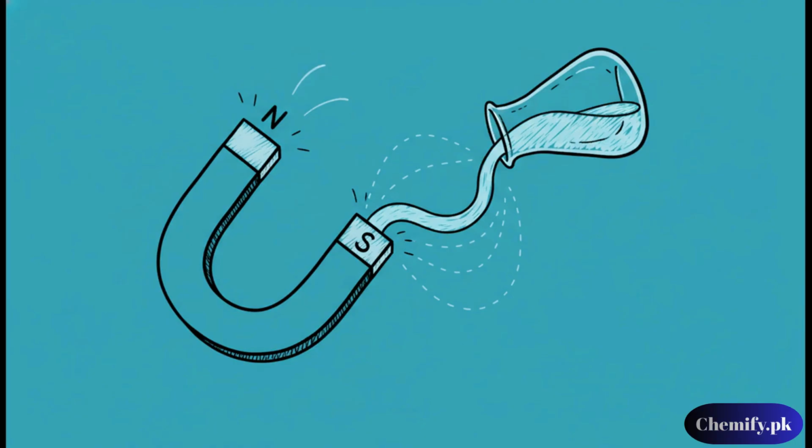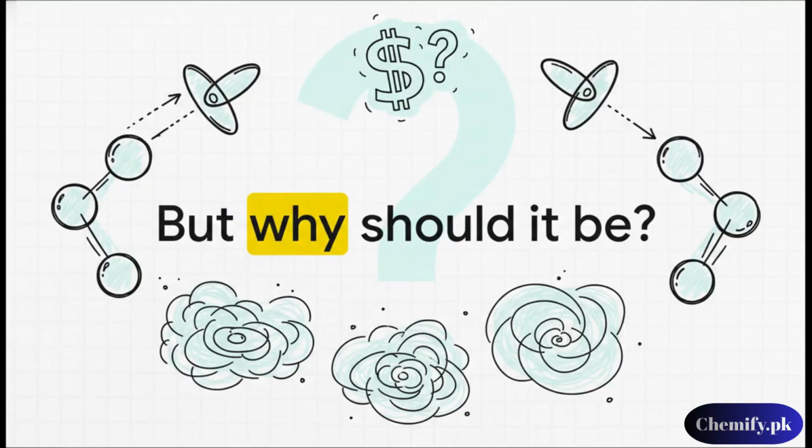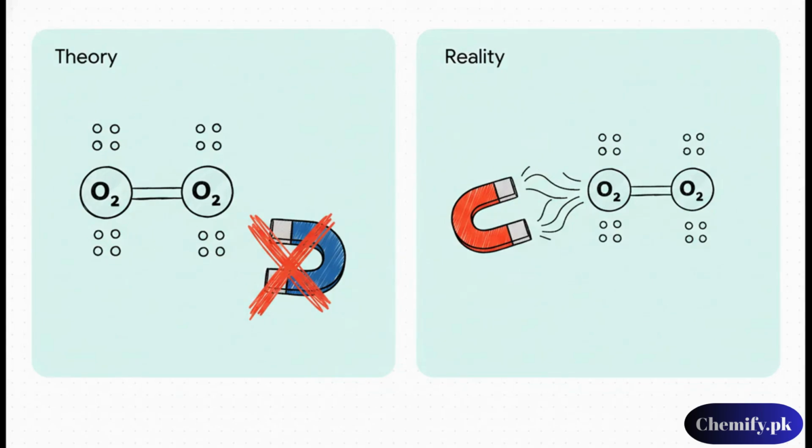But here's the crazy part. If you pour that liquid between the poles of a super strong magnet, it doesn't just fall through. No way. It actually gets stuck. It just hangs there, trapped by the magnetic field. And that is the million-dollar question. Because honestly, based on how we're first taught to draw molecules, this should be completely impossible. It just shouldn't happen.